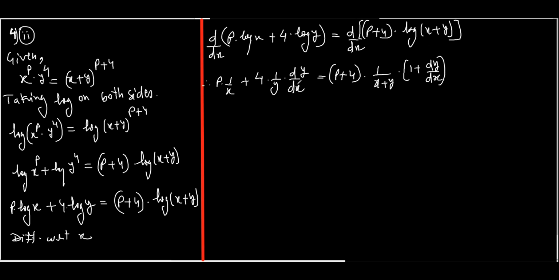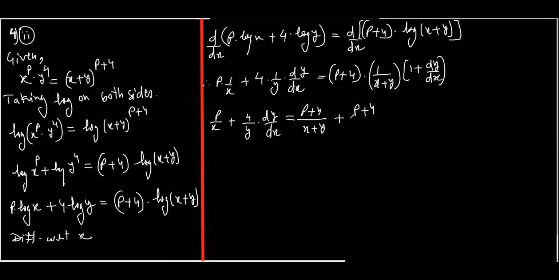Now what is next step? Once again, you see that you got more than one dy by dx, so you will try getting those dy by dx terms on one side. So see here, I have p by x plus 4 by y dy by dx. And here this p plus 4 into 1 upon x plus y, that is p plus 4 upon x plus y. So this p plus 4 over x plus y will multiply inside the bracket here. You see this bracket, 1 plus dy by dx. So you get here p plus 4 upon x plus y into 1. It is this.